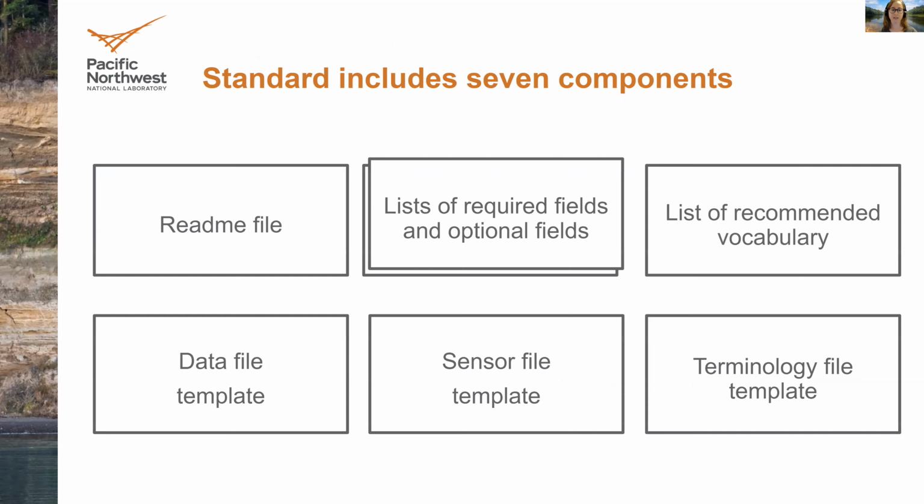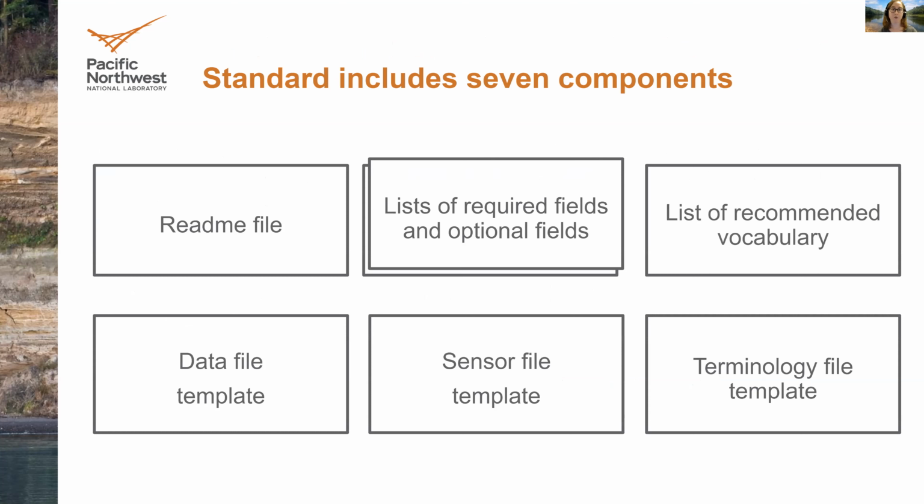The standard itself has 7 components that we'll go through. There's a Readme file, just basic, and then there is a list of required fields and a list of optional fields. Those are very meaty pieces. We won't look at those files in their entirety; we'll go through the fields, but they contain the definitions for the fields, the formats, examples, things of that nature.